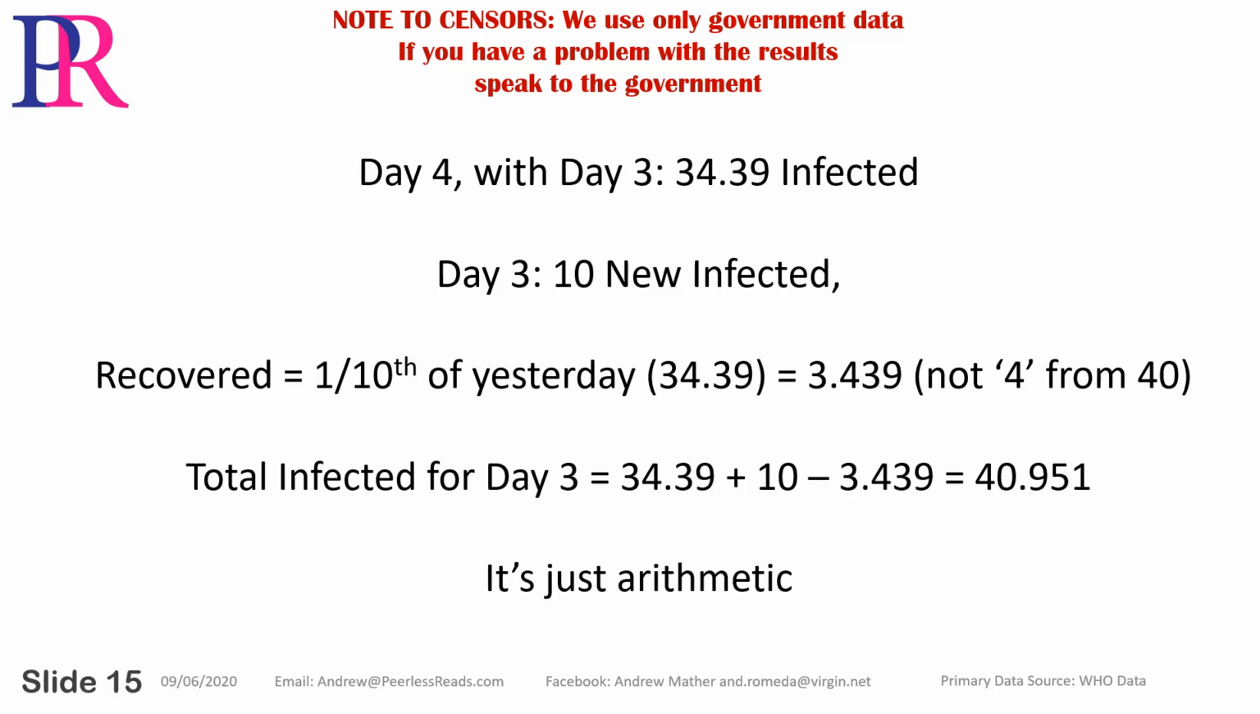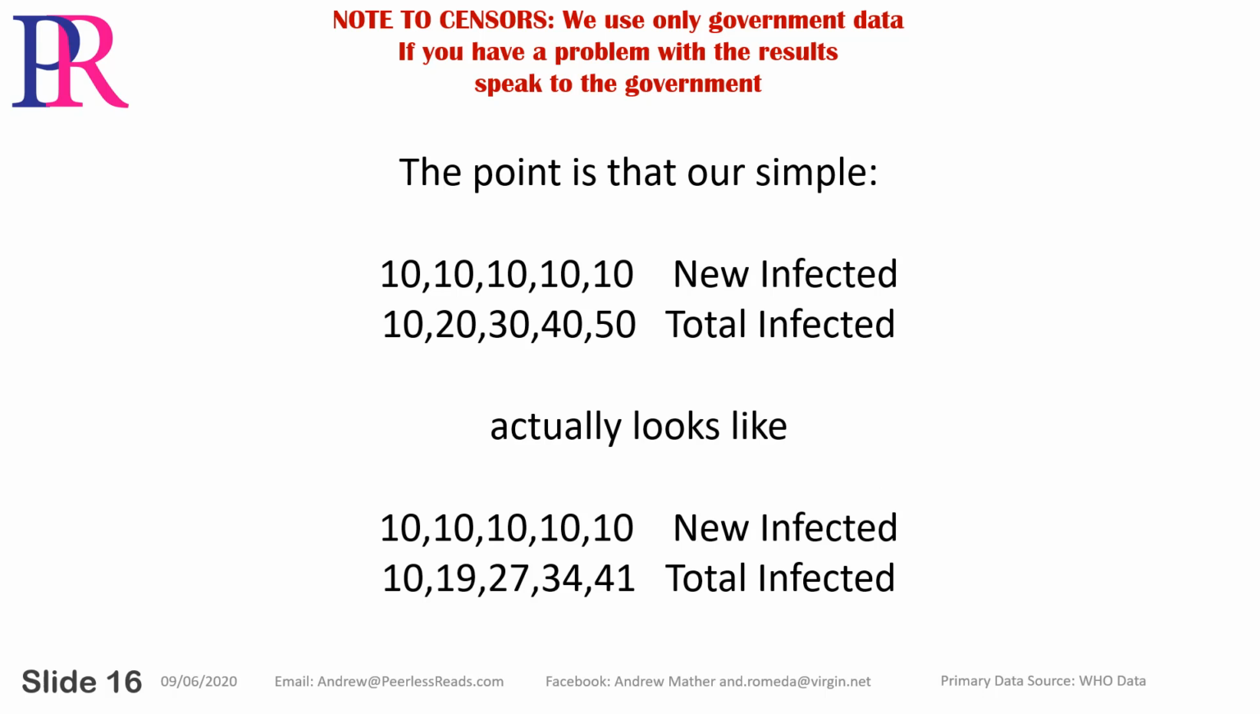Yes, it's messy, I know. Day 4, almost done. Day 3, 34.39, day 4, 10 new infected, recovered, 1/10 of yesterday, 34.39, is 3.439, total infected, 34.39 plus 10 minus 3.439 is 40.951. It's just arithmetic. The point is that our simple 10, 10, 10, 10, 10, 10, 20, 30, 40, 50 actually looks like 10, 10, 10, 10, 10, 10, 19, 27, 34, 41.